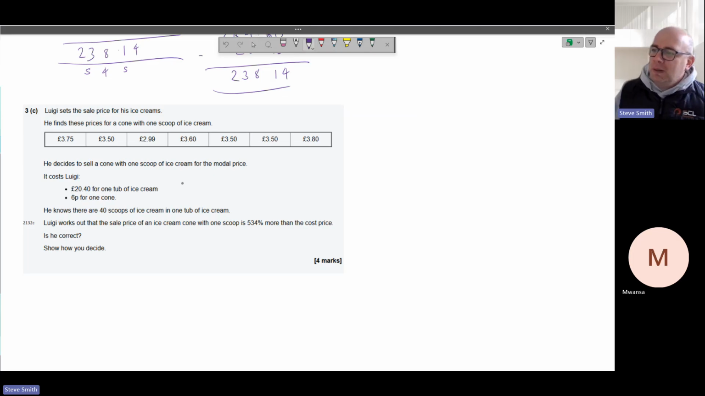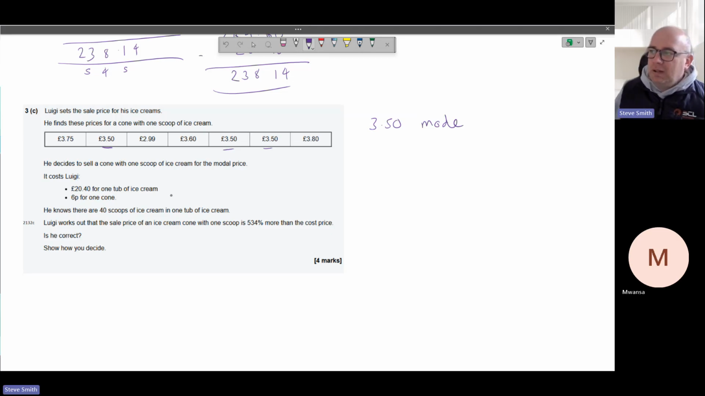So this question, it's a good one. Well, I always find it a good question, but I always find it really involved for just 4 marks. So straight away we've got he's selling ice cream, and he decides to sell for the modal price. So straight away we're looking at that. We've got £3.50, so we know the mode. So we've got 1 mark already. If you've got stuck after this, you've got 1 mark for telling me the mode.